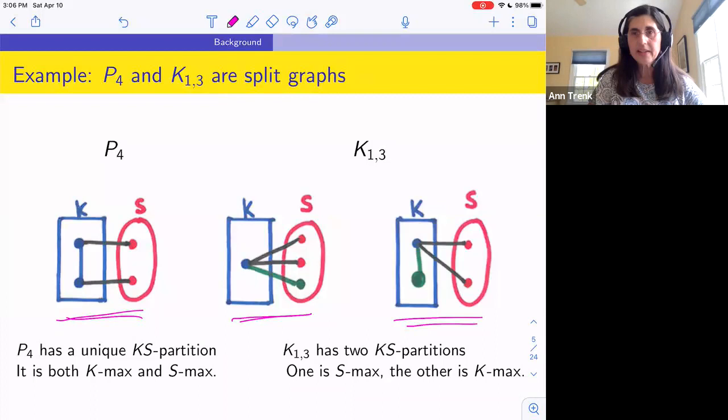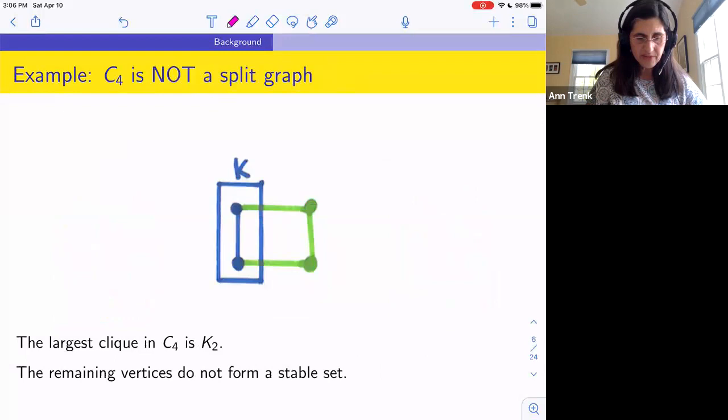So here's a non-example. C4 is not a split graph. You can see that because the largest clique in C4 is K2. So that's the biggest you can make the K part, and then the other part is not a stable set. So you're just out of luck.